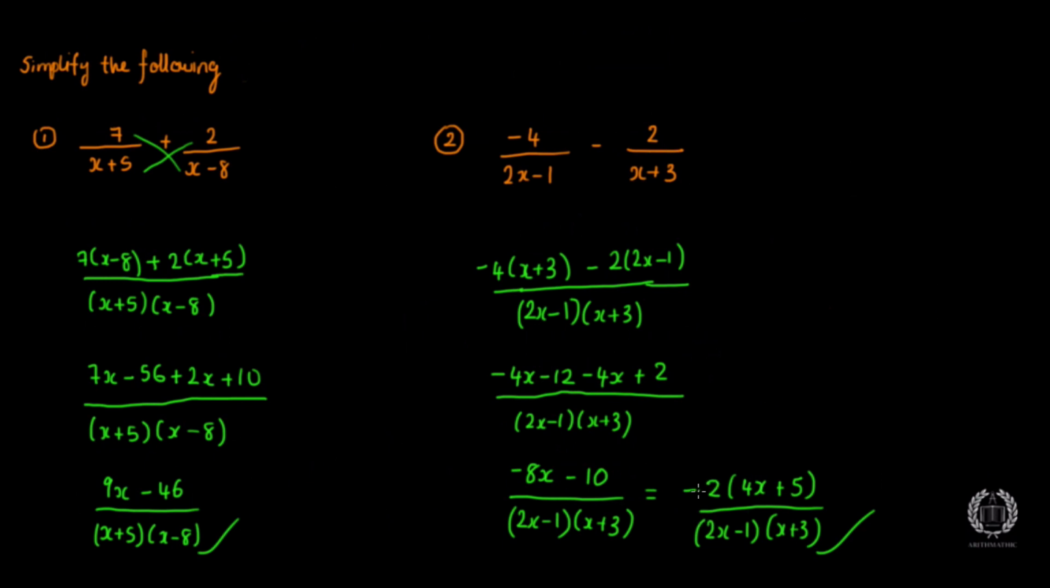And if you're wondering how, minus 2 times 4x gives me minus 8x. Minus 2 times 5 gives me minus 10. You can leave it like this, or you can leave it like this. It really depends on the question. If the question says simplify, then both of these are actually right, because they're the same. All you've done here is just take 2 out.